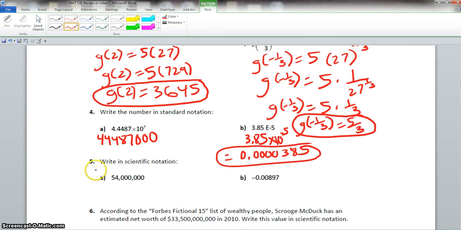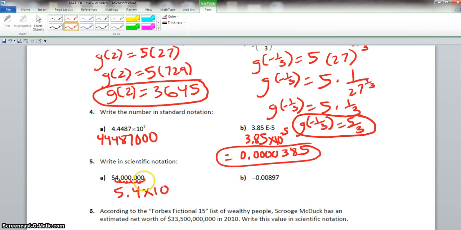Now we have number 5. It says write in scientific notation. So the first thing we have to realize is the number that we have in front of the decimal must be 1 digit and it must be a number other than 0. So what we need to do is we'll put the decimal at the end here, since this is a whole number, and we know we will have to move this value up until we get to between the 5 and the 4. So it'll be 5.4 times 10.